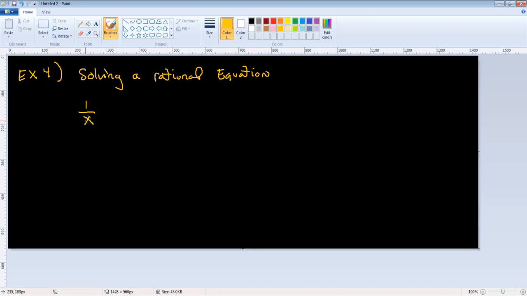So we have 1 over x is equal to 1 over 5 plus 3 over 2x. So how do we do this? Well, there's something called the LCD. We can multiply the whole thing by 10x.